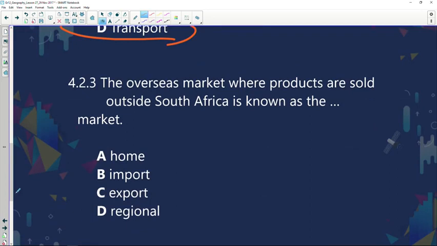(4.2.3), the overseas market where products are sold outside South Africa is known as the export market. So what do we have? We have a product over here and we go and sell it overseas. It's because we are exporting our product. For instance, in the Western Cape, we farm with grape, we process the grape, turn it into wine. What do we do with our wine? We export it to European countries.